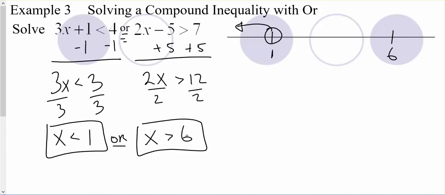All real numbers greater than 6, open circle, going to the right. And this is why this is called an OR statement, because the solutions to this type of equation would be either the numbers that are less than 1 or numbers that are greater than 6. They're not numbers that are in between. They're not solutions of both of these, because you can't be less than 1 and greater than 6. You're either one or the other. That's why it's called an OR statement. So the OR graphs go away from each other.